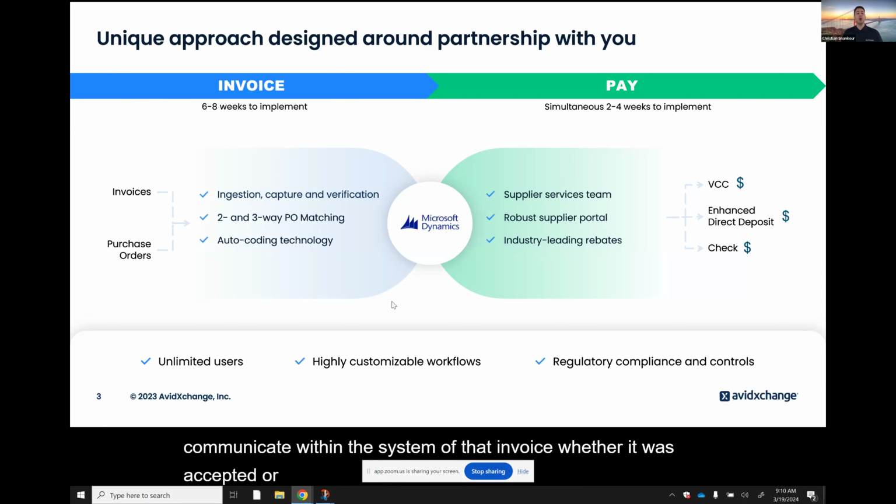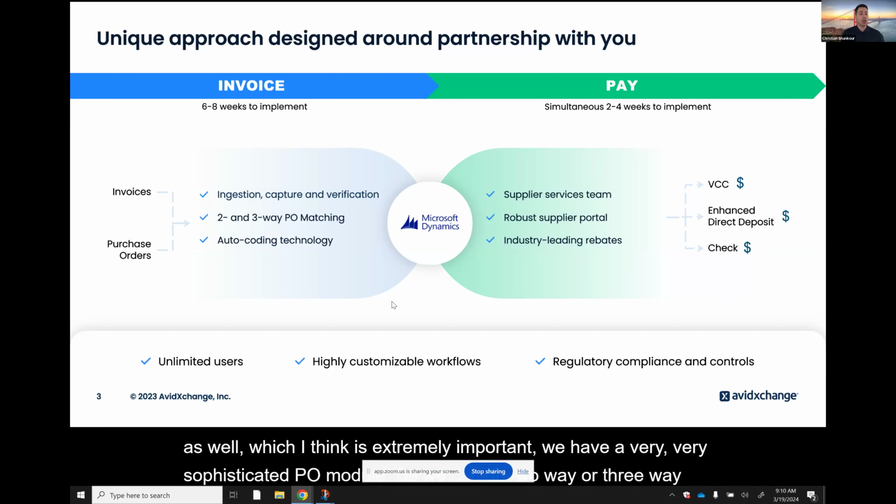And then as we go into the PO functionality as well, which I think is extremely important, we have a very, very sophisticated PO module. So we can do two-way or three-way match. And there's a couple ways we can go about it.